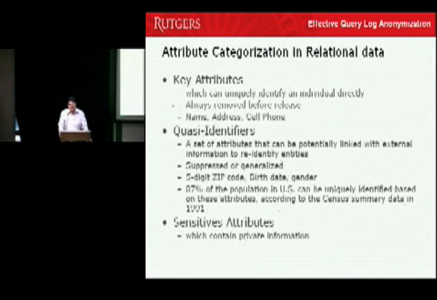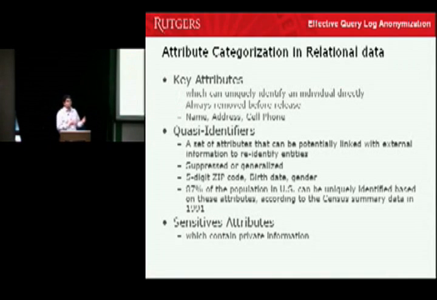Again, when I'm talking about relational data and k-anonymization, there are three types of attributes. The key attributes, which can basically uniquely identify an individual and obviously are always removed before release, so name, address, and so on, and cell phone too at times. Then you have the quasi-identifiers, which are basically the set of attributes which can potentially reveal who you are. So potentially this can be included along with other information to uniquely identify you.